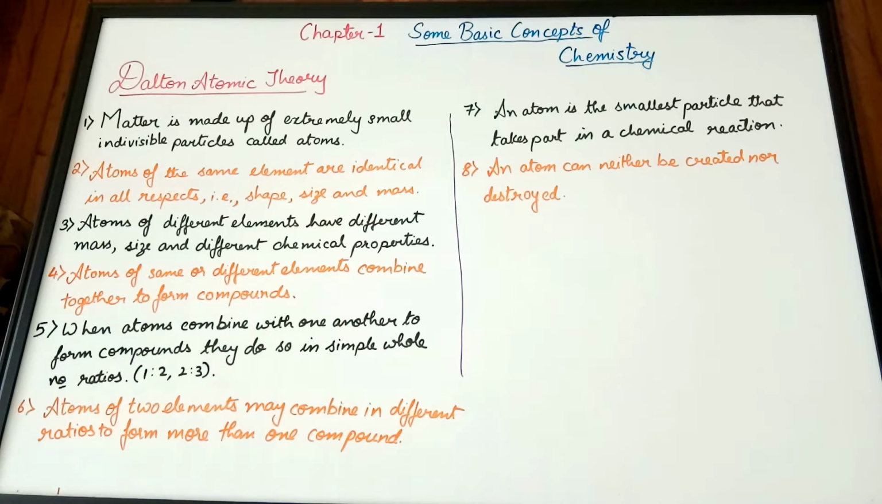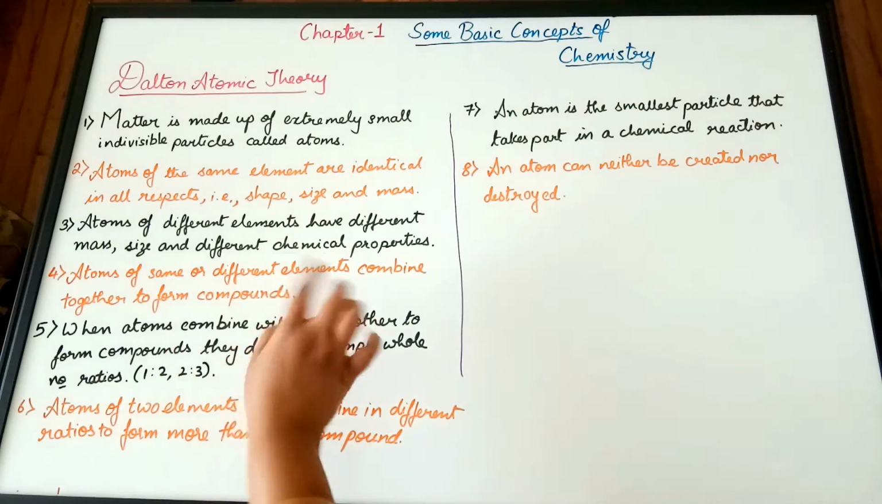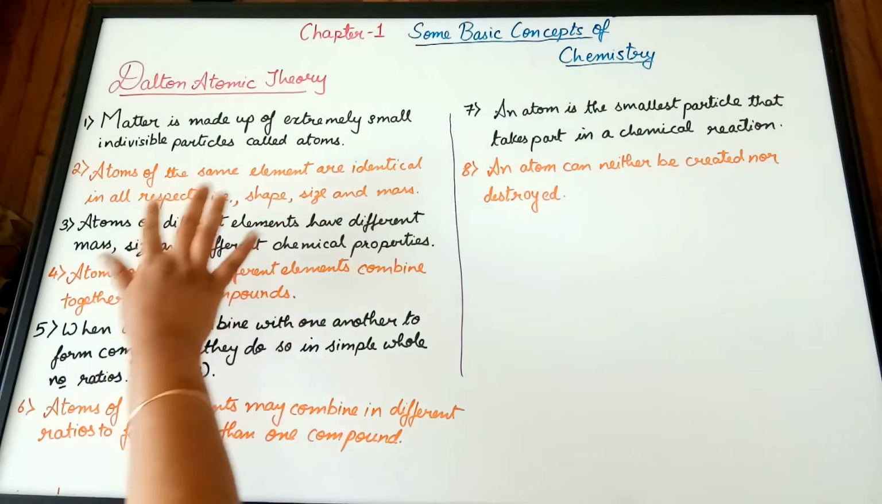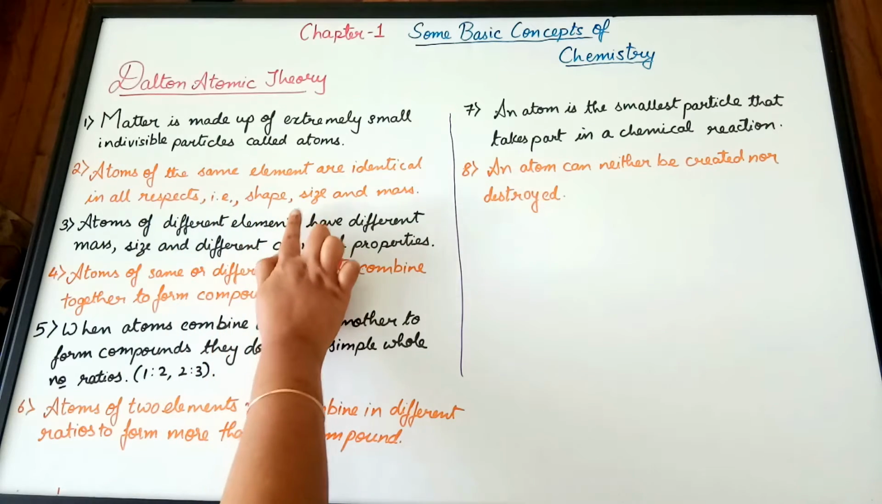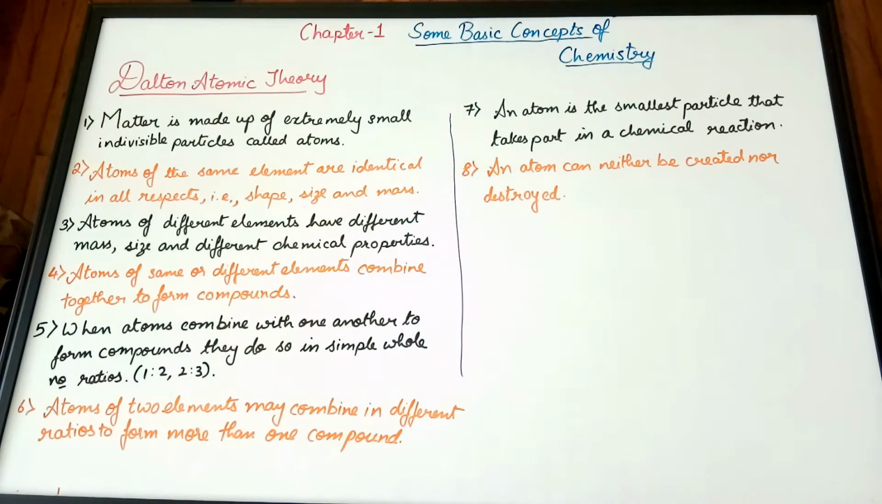It has 8 main postulates, and the first one is: matter is made up of extremely small indivisible particles called atoms. So it's made up of teeny tiny particles called atoms. The second: atoms of the same element are identical in all respects, that is shape, size and mass. So if you have two atoms of hydrogen, they will be the same with respect to size, shape, and mass.